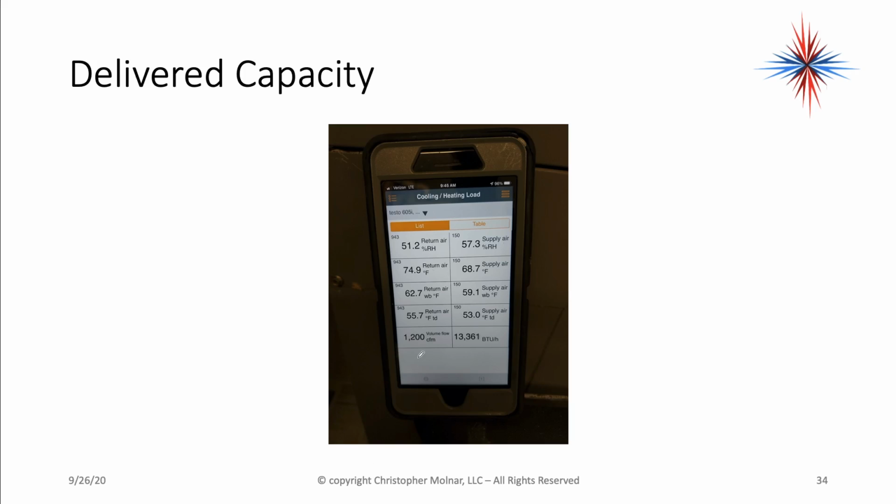So in this system, a 3-ton system with all the measurements that I took, the delivered capacity is 13,361 BTUs per hour. Now, a 3-ton system, we have 12 times 3, so that should be giving us 36,000 BTUs. So we obviously have a problem because that's not being given.